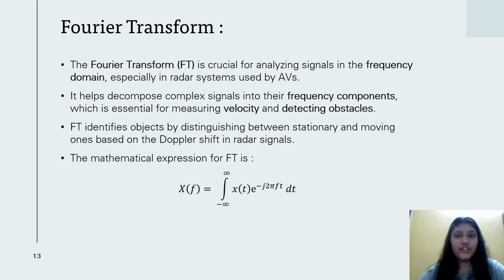Now we will discuss Fourier transform and its applications in autonomous vehicles. Fourier transform is crucial for analyzing signals in the frequency domain, especially in radar systems. It helps decompose complex signals into their frequency components, which is essential for measuring velocity and detecting obstacles. Fourier transform identifies objects by distinguishing stationary and moving objects based on the Doppler shift in radar signals. The mathematical expression for Fourier transform is shown on the slide.